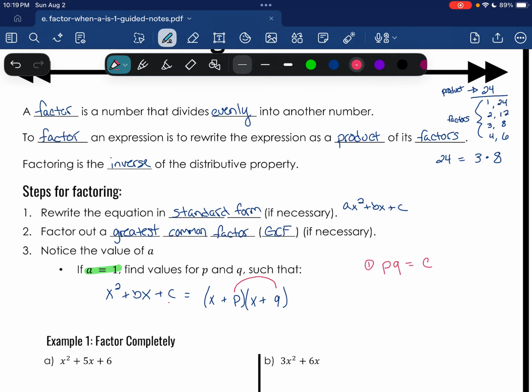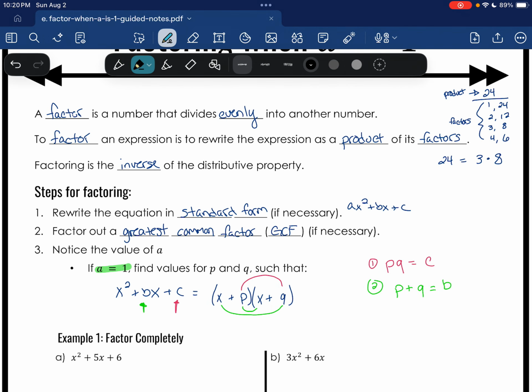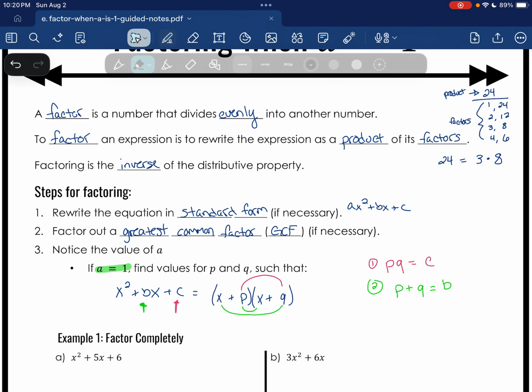And then our inside and outside, I said we were going to hold on to that for a second. What happens here is we would end up with px and qx, and we would be able to combine those. So you would add p and q, and that gets you b, the coefficient on our linear term here in the middle. And so if we can figure out these two numbers, right, that they multiply to C and add to B, then we'll know how to factor this. So I always say factors of C that add to B.